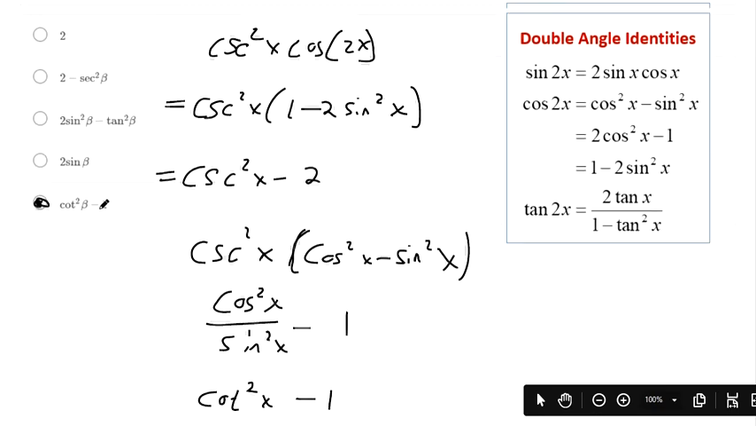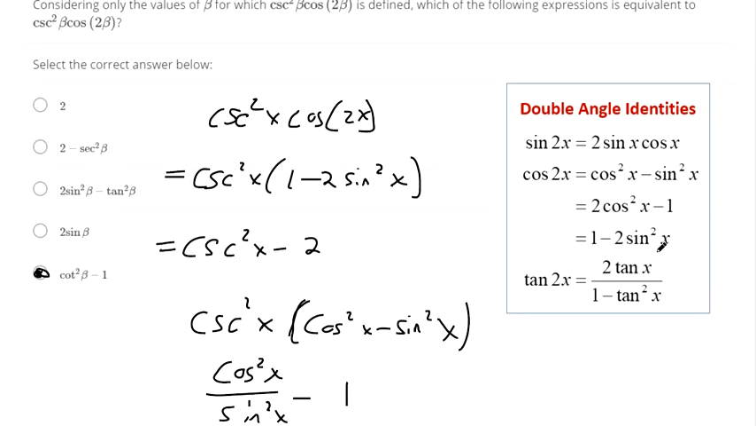So with cosine, unfortunately, just got to play around a little bit. Try a couple of different formulas until it matches up with one of your multiple choice options.